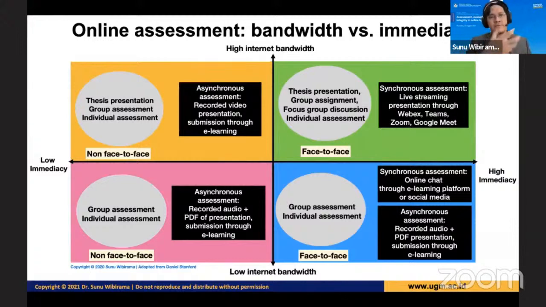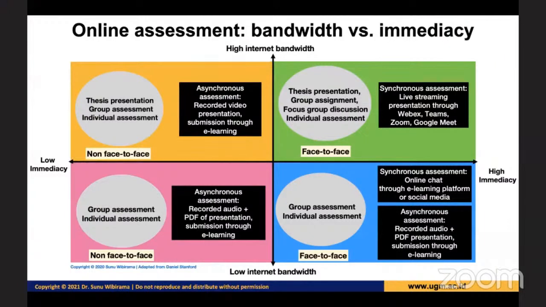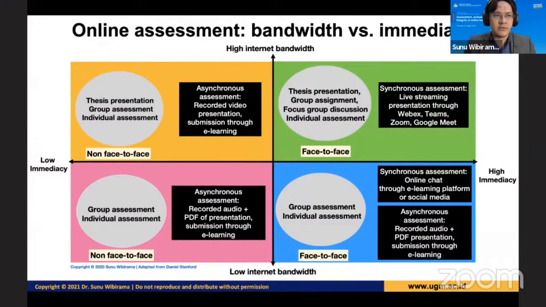And of course, you have to consider not only the immediacy of the assessment, but also the capacity of your internet bandwidth. For example, if you have a good internet connection and your students as well, then you can do recorded video presentations, just like what I'm going to present in the next slides. But if your students do not have good internet connections, or they are staying in rural or remote areas, then of course you have to adjust the type of assessment.